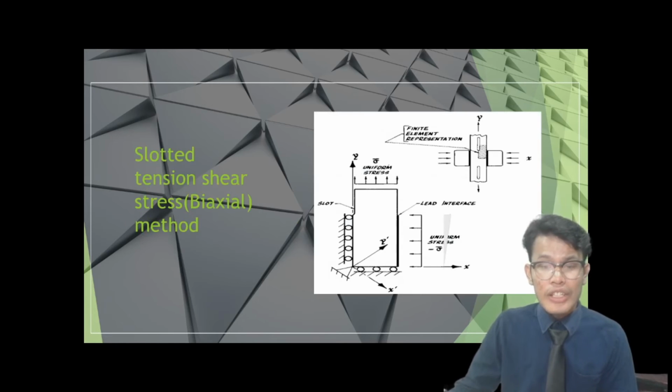The slotted tension shear test by axial method is based upon the well-known principle that one-dimensional uniaxial normal stress is equivalent to a pure shear stress on the plane oriented 45 degrees relative to the axis of the applied load. This stress can be closely attained with a conventional size.